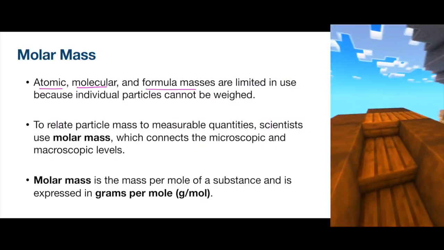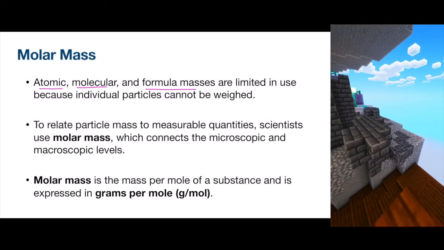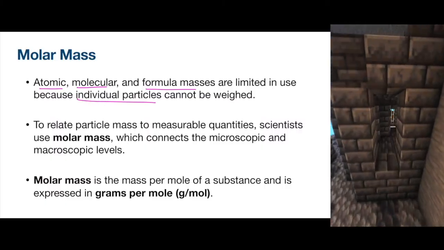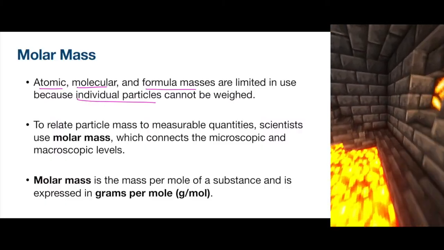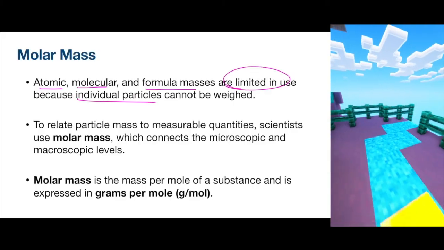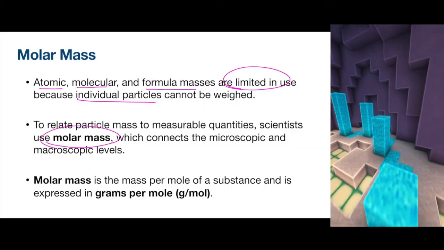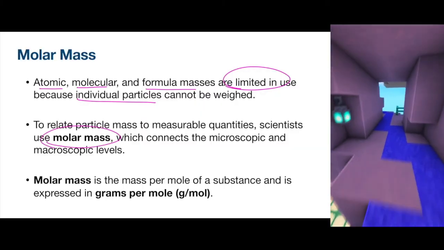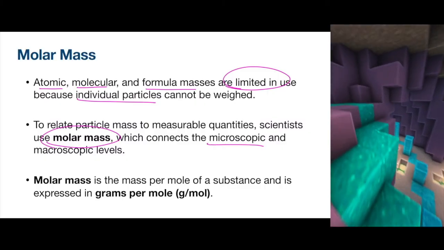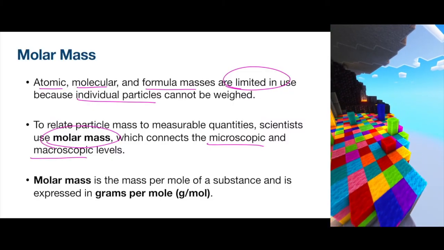Now, when we talk about atomic, molecular, or formula masses, we're really talking about the mass of very tiny particles, specifically atoms or molecules. The problem is, we can't isolate individual atoms and put them on a balance. So on their own, these masses are limited in practical use. To solve this, chemists use molar mass, which helps us connect what is happening at the particle level or microscopic level to quantities we can actually measure in the laboratory, or macroscopic levels.